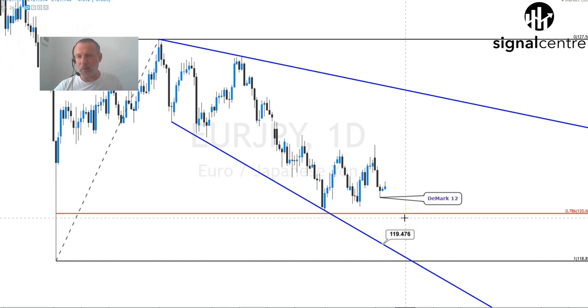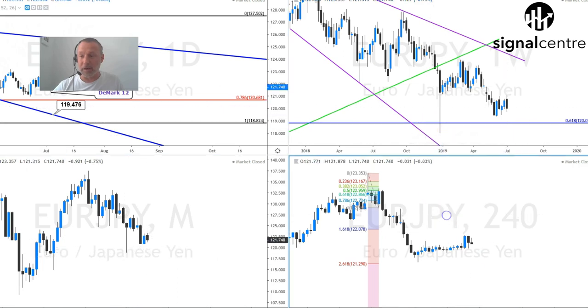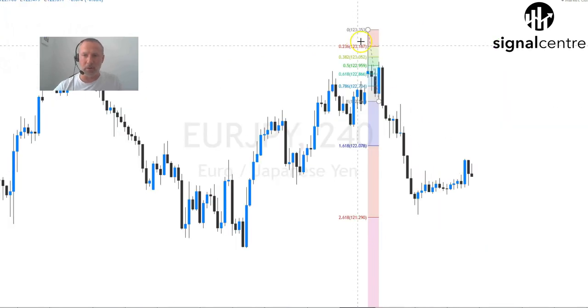I'm just wondering whether or not this 78.6% fib level located at 120.68 is going to find some buying interest. But really at the moment, we're in no man's land as far as euro yen's concerned. And I think intraday, just because we've had that strong impulsive move to the downside, we should be looking at selling it into rallies.